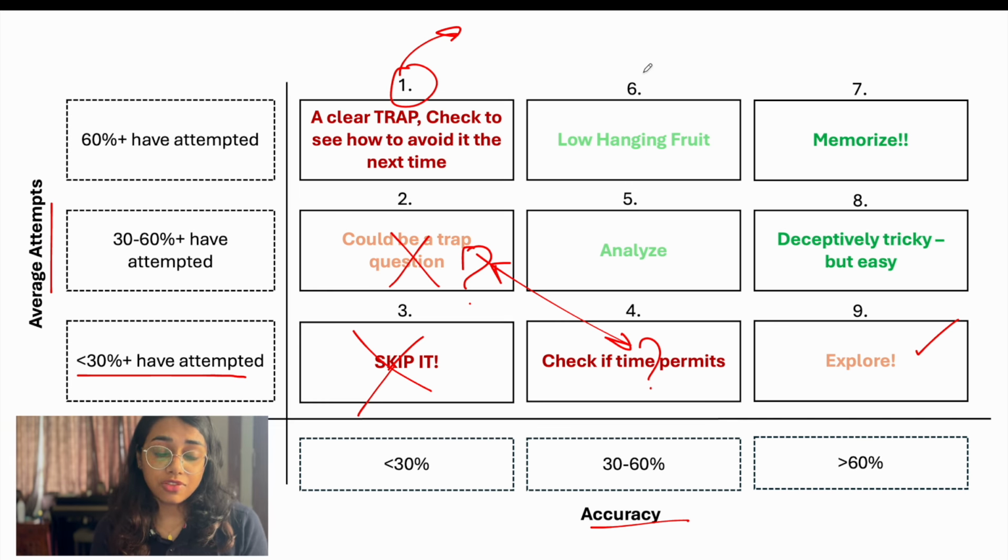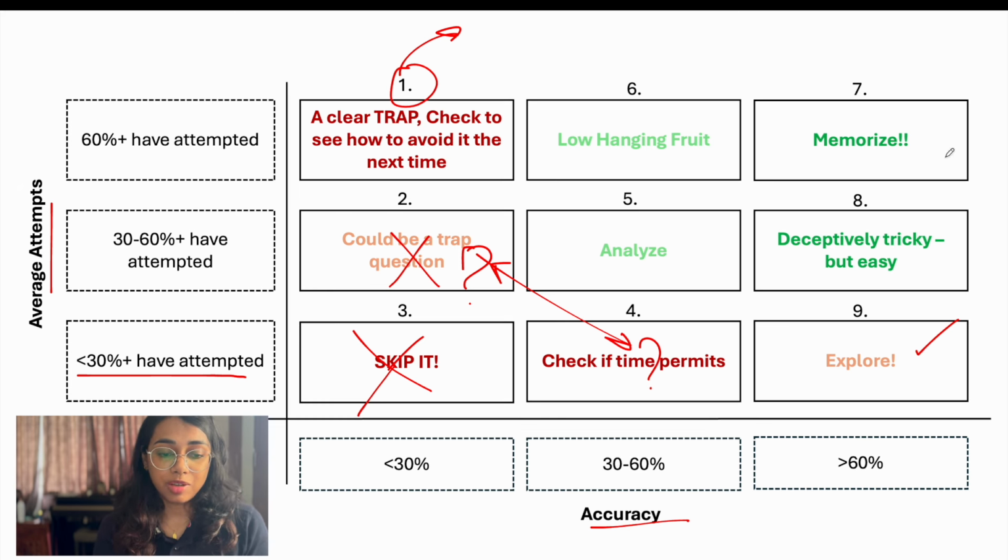Now, if 60% of people have attempted it and between 30 to 60 are getting it right, then it's a low-hanging fruit. You need to question yourself as to why you got it wrong or why you did not attempt it. And if 60% have attempted it and more than 60% have gotten it right, then what are you doing? Why are you not attempting that question? It is probably one of the easiest questions in your mock. So keep that in mind.